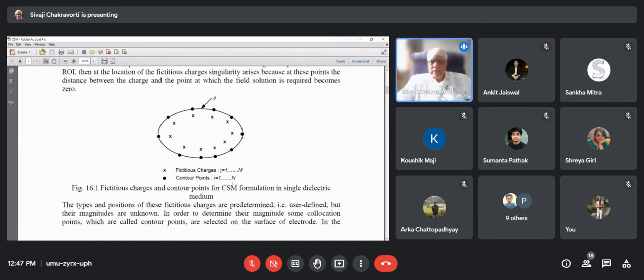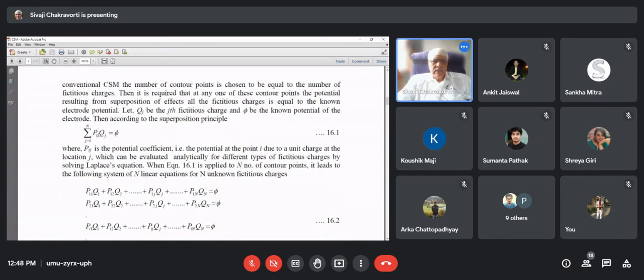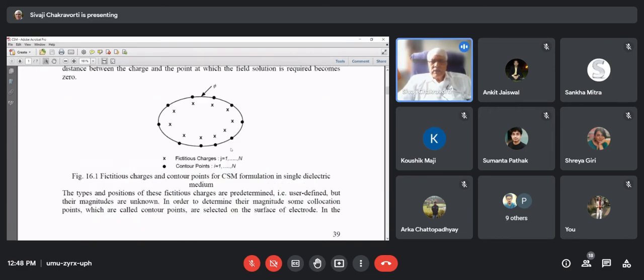So therefore you can see we have to deal with not just n charges but 2n charges, but fortunately their magnitudes are only n. That means Qj, and the other one is minus Qj. So it's not a separate variable, and the number of variables remains the same. So whenever we write this equation, 16.1, whenever we write Pij Qj, we also have to add another term, Pij times minus Qj. That means the effect of the image charge. That will always come together. Without the image charge, if you take CSM, it will give you a completely wrong result.